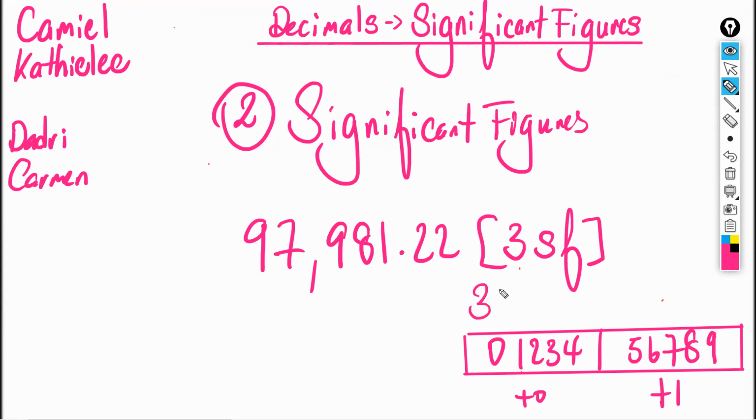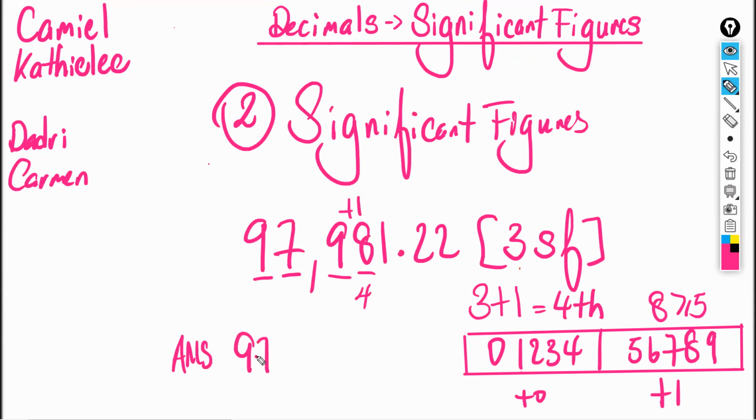Same situation, we look at the 3 plus 1. We need to use all the numbers instead of the numbers after the decimal place, right? So we're looking at the 4th place, 1, 2, 3, 4, right? And this 8 clearly is greater than or equal to 5. So we're gonna add 1 to the number in front of it. If you add 1, it's gonna end up with 98,000. It's one of those strange questions. 98,000 is the answer. Cool.